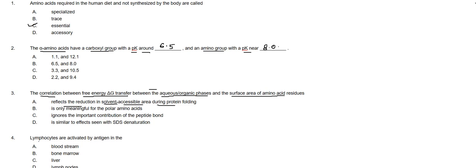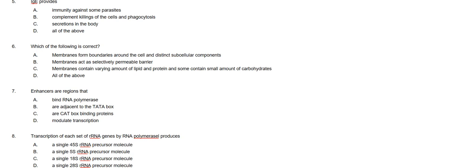Number 4, lymphocytes are activated by antigen in the lymph node. Question number 5, IgE provides. Immunoglobulin E provides immunity against certain parasites. It is mainly responsible for allergic reactions, and it provides immunity against some parasites.